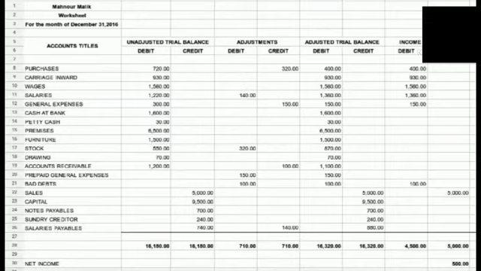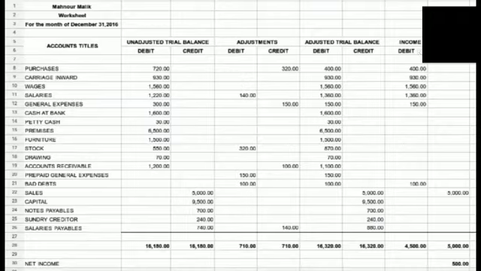So our expenses are purchases, carriage inward, wages, salaries, and general expenses. The amounts are 400, 930, 1,560, 1,360, 150, and 100 for the bad debts. So that's all our debit side. And on the credit side, which is the revenue, we have 5,000 in sales. So our total debit is 4,500 and our total credit is 5,000.